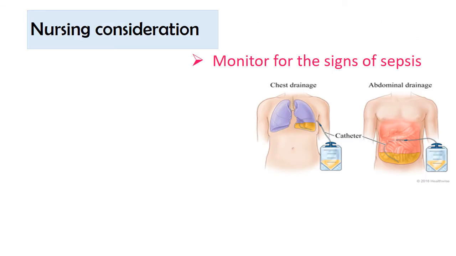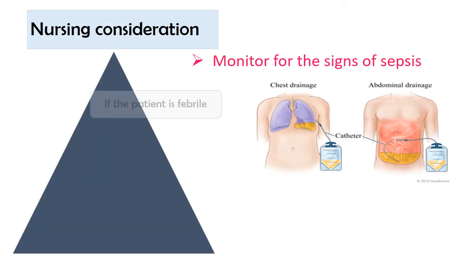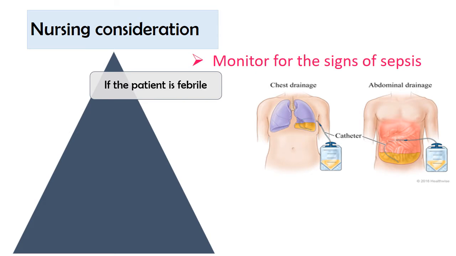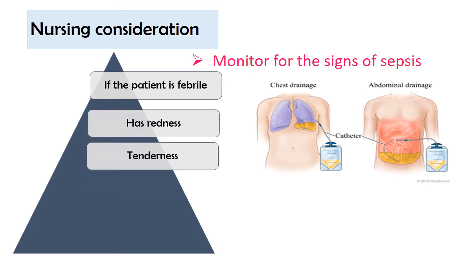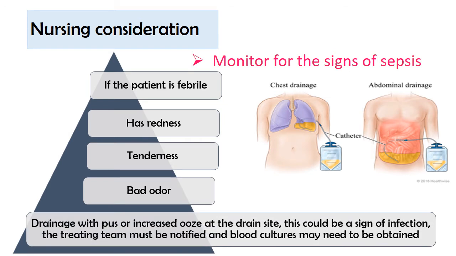Nursing considerations: monitor for the signs of sepsis. If the patient is febrile with the drain, has redness on the skin or at the site of tubing, tenderness at the site of tube insertion, bad odor from the dressing or the drain, drainage with pus or increased ooze at the drain site, this could be a sign of infection. The treating team must be notified and a blood culture may need to be obtained.